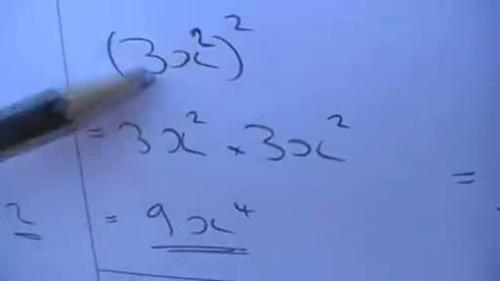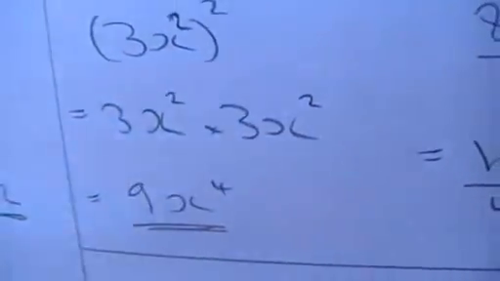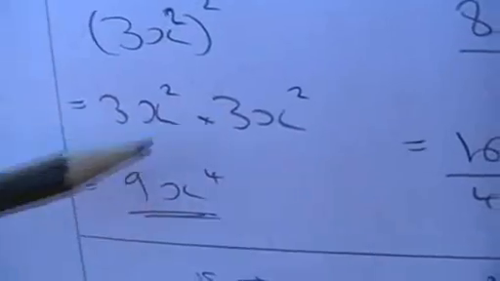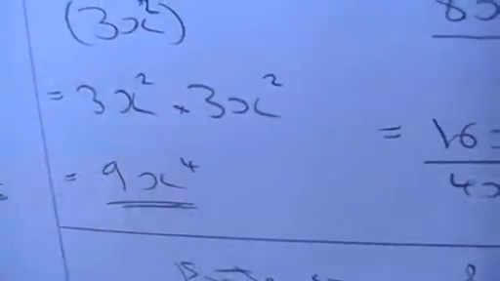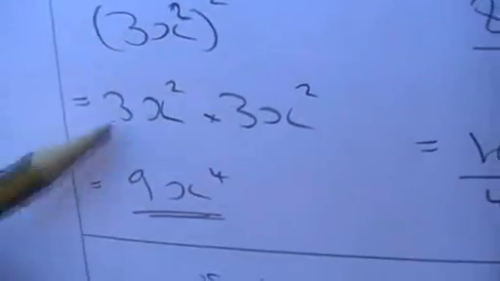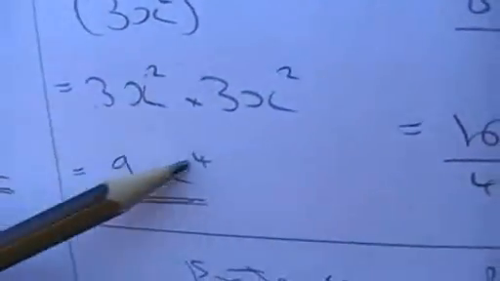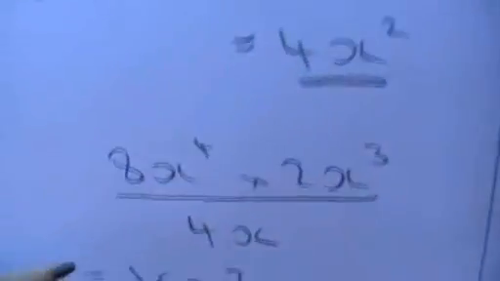Here I've got this squared, so it effectively is that times that. 3 times 3 is 9. x squared times x squared is x to the power of 4. So again, you use normal rules for the number, and you use your indices rules for your indices.